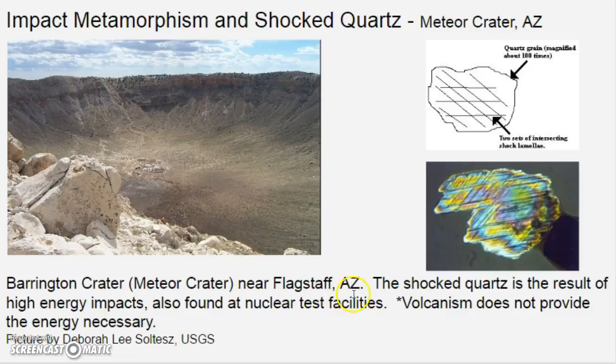But they are only found where we have tremendous amounts of energy. And in this case, volcanism doesn't even provide the energy necessary. If we were to look at a quartz grain, magnified about 100 times, we actually see these intersecting shock lamellae. So we see these characteristic signatures, and this is telling me this is shocked quartz. Where you find shocked quartz, it's safe to say that there was likely an asteroid impact or a nuclear event. But more often than not, asteroid impacts over Earth's history are not uncommon. There just happens to be a signature or a key feature.